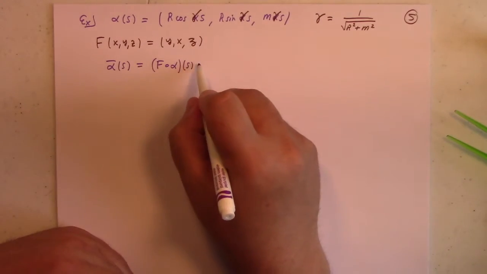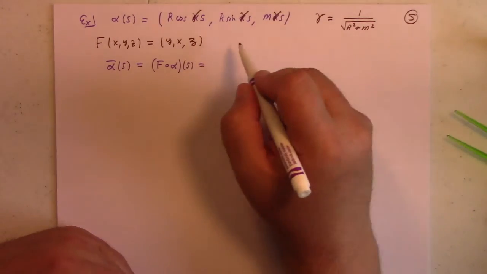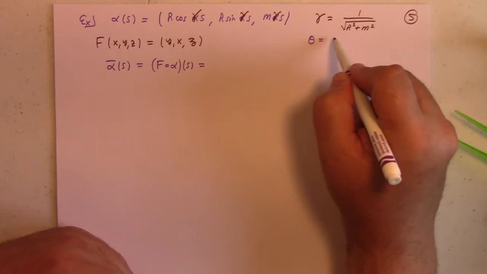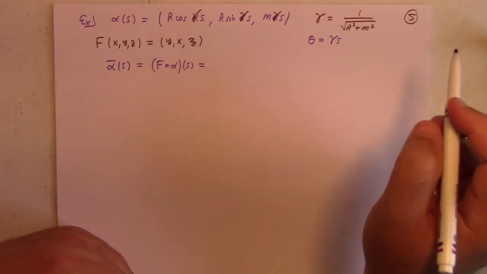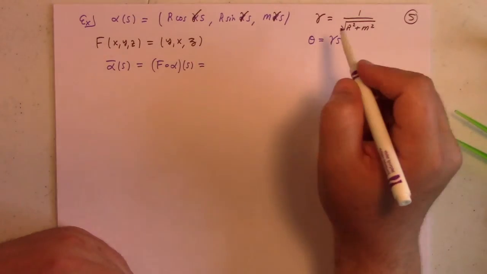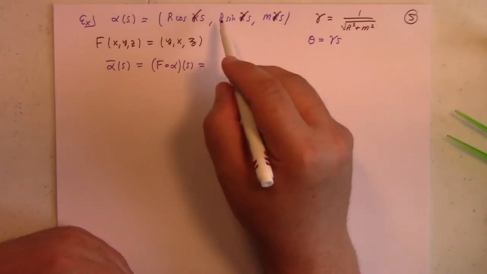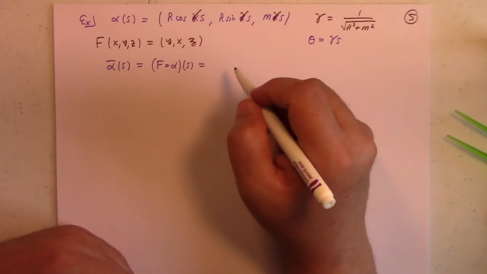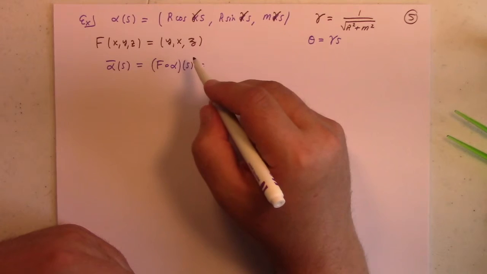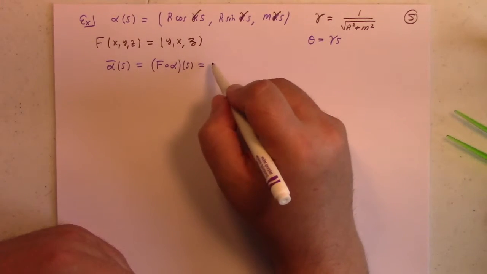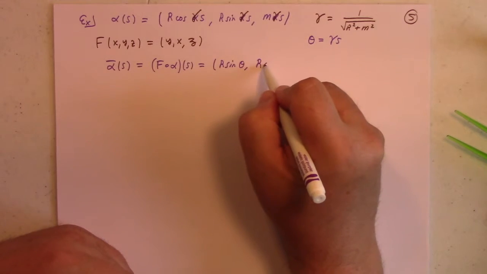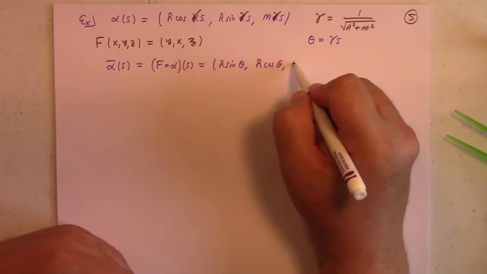So let's set alpha bar of s equal to, and I decided to invent yet another notation, theta is equal to gamma s. That will save me a little bit more writing. So with that notation, this is r cosine theta, r sine theta, m theta. And then f composed with alpha bar will be, it just puts the r sine theta here, it puts the r cosine theta over here, and it leaves m theta alone.